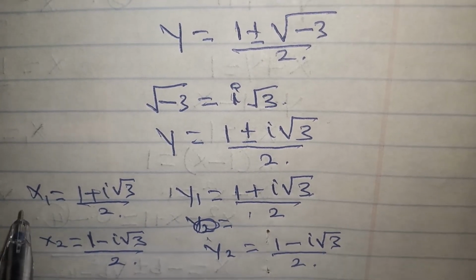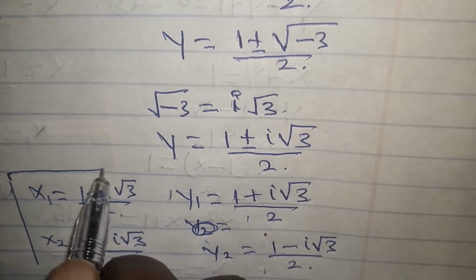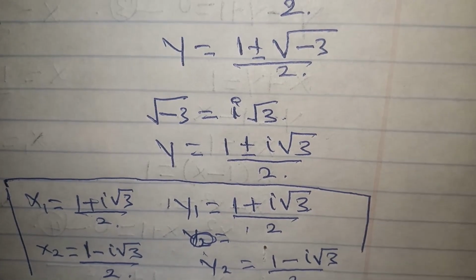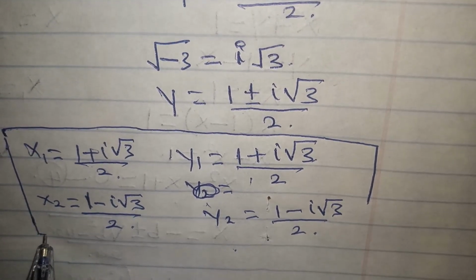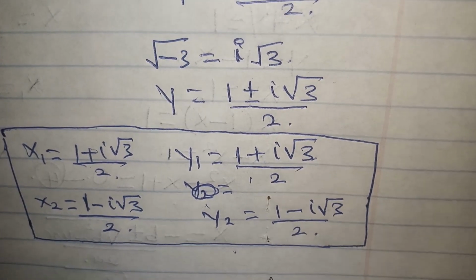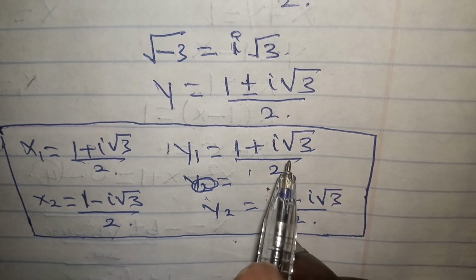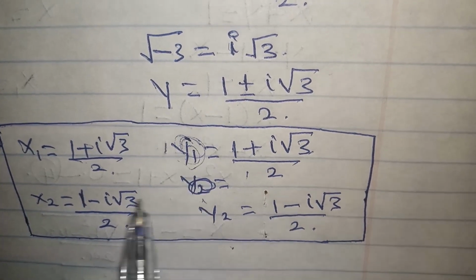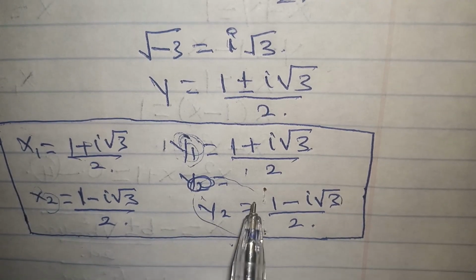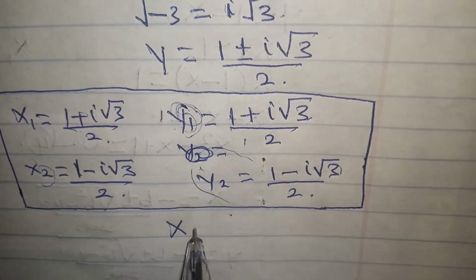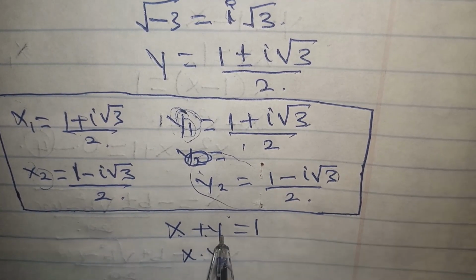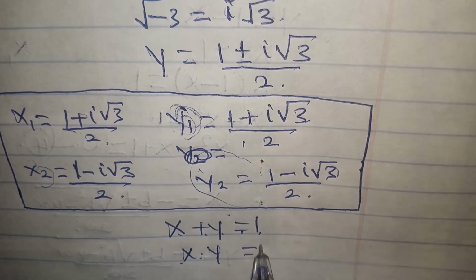So since we've gotten the values for x, what are we going to do next? The next thing we are going to do is to substitute the value of x into our equation to see whether they are correct. But the only thing we are going to do while substituting all these values into our equation is that we are going to swap them. In other words, if we pick y1, we are going to pick x2. If we pick x1, we are going to pick y2. So the equations read x plus y is equal to 1 and x times y is equal to 1.